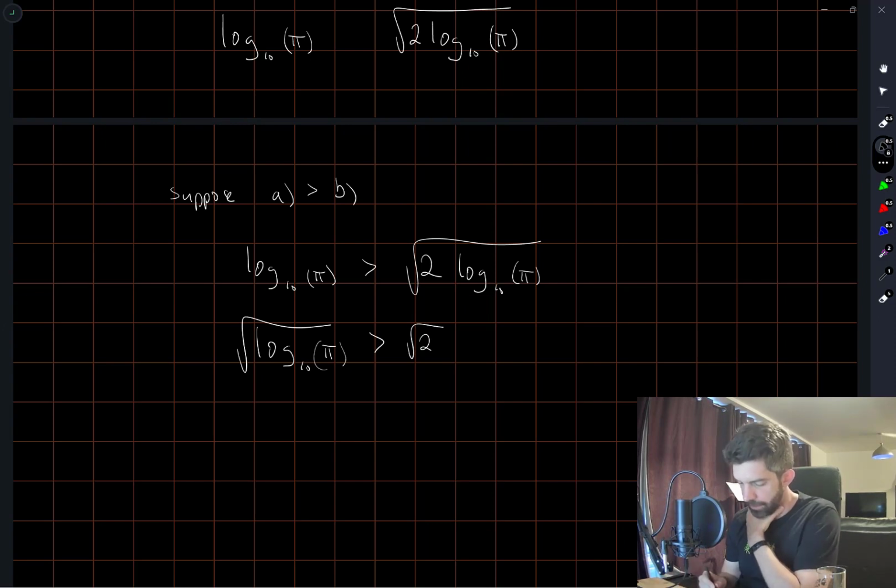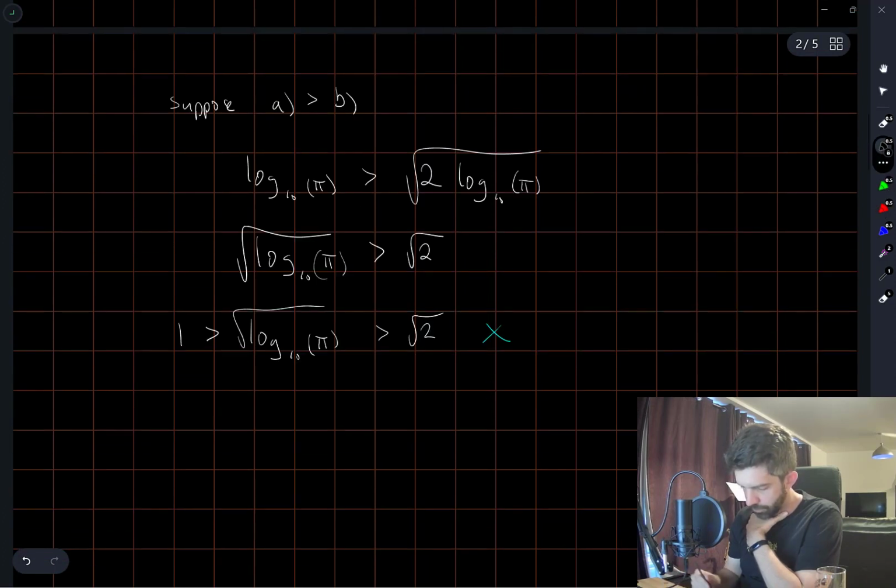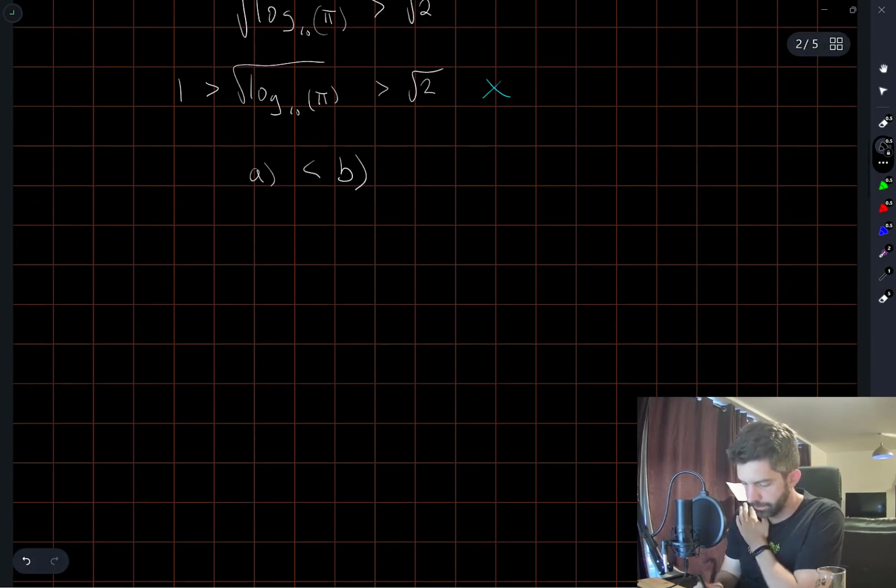And this seems to be a contradiction, right? Because log base 10 of pi is less than 1, and so its square root is less than 1. That's a contradiction. So we should have that option A is less than B. So my answer here is that the base 10 log of pi is smallest.